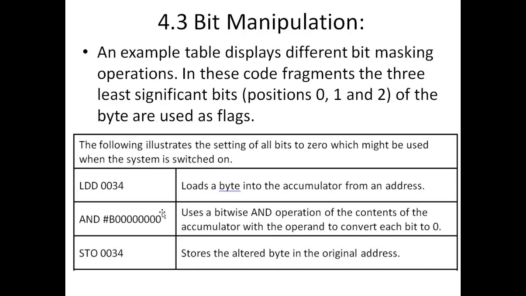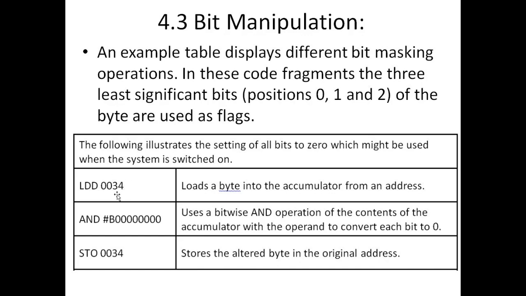LDD 0034, that means load a byte into the accumulator from an address, and the address is 0034, and then #B00000000. This means that whatever value was loaded into the accumulator, perform an AND operation with it using this binary number. And basically using an AND operation means all the bits would convert to 0. STO 0034: store the altered byte in the original address.